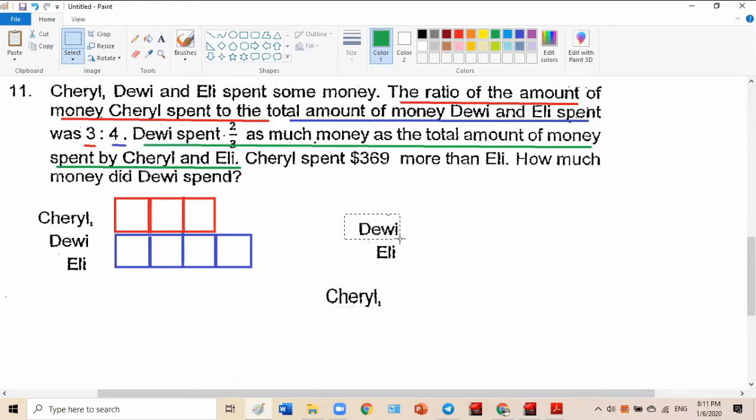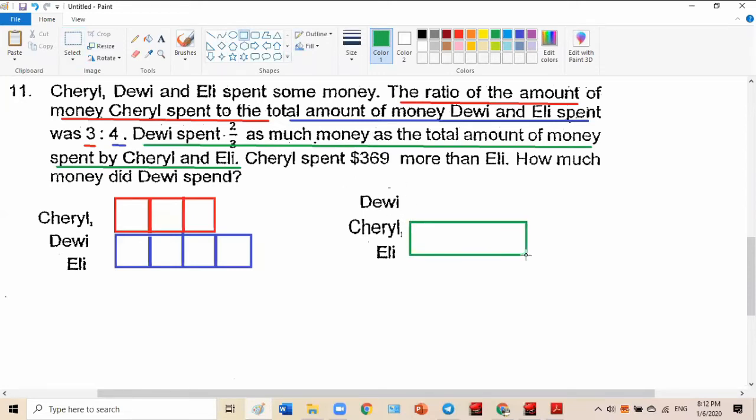Dewey spent 2/3 as much as Cheryl and Ellie. Mr. Brian, happy? I never cheat you. I moved everything back the same. So Dewey spent 2/3 as much as Cheryl and Ellie. That means Cheryl and Ellie, how many boxes? Three, thank you. So I'm going to draw three.